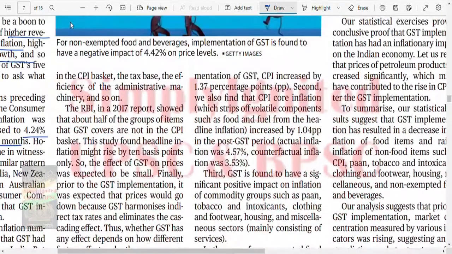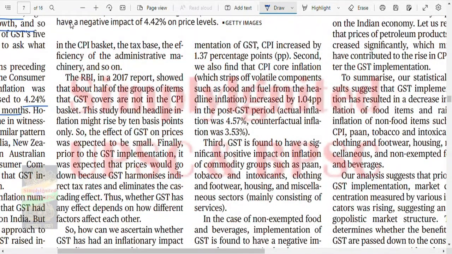Tax base and all those things. RBI showed that about half of the items covered under GST are not in the CPI basket. The study found headline inflation might rise by only 10 basis points. So the effect of GST on prices was expected to be small.